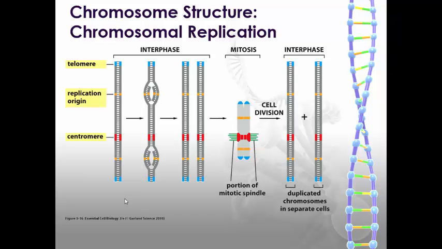The last structure needed by chromosomes is the centromere. The centromere is only visible when chromosomes are condensed. Centromeres are important because they will allow the chromosomes to attach to the mitotic spindle during cell division so that each daughter cell ends up with the correct number of chromosomes.